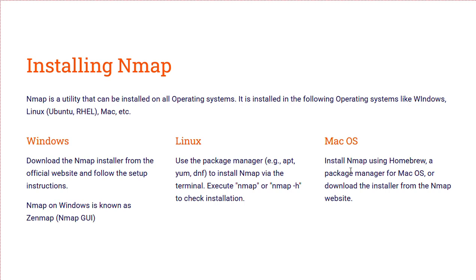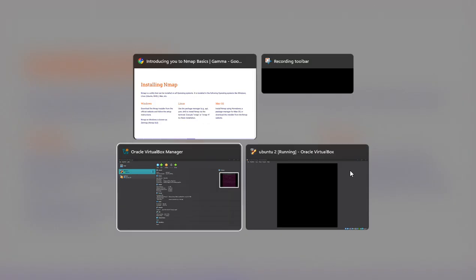If you want to install Nmap on Linux, you use the package manager. There are package managers on Linux operating systems, like apt, yum, dnf, etc. So depending on the one you prefer to use, you install Nmap using these package managers. So you go to your terminal and then you execute nmap. Let's see if we can try that out.